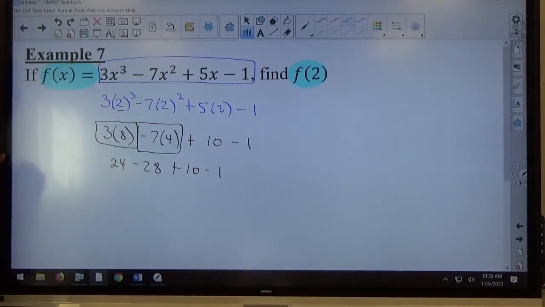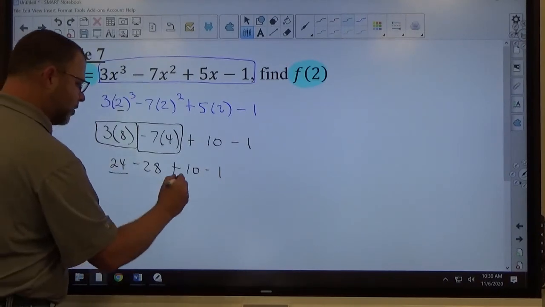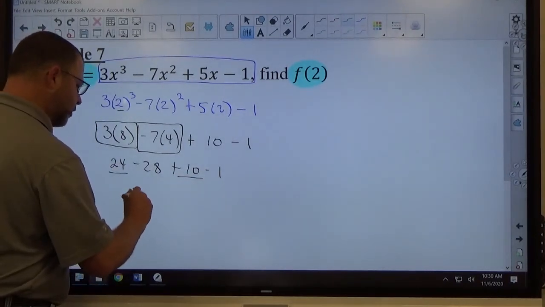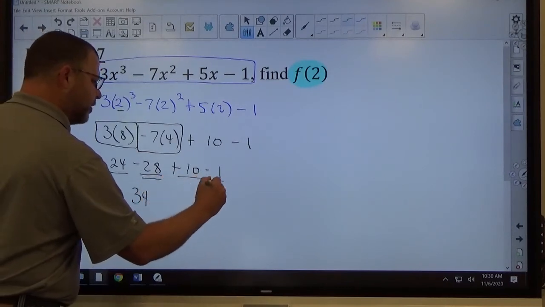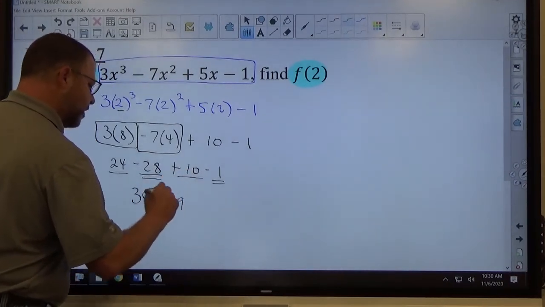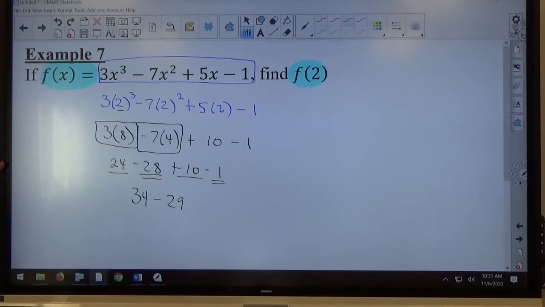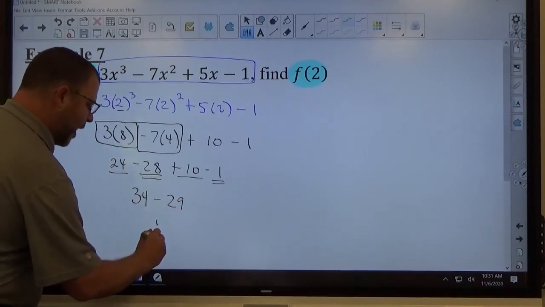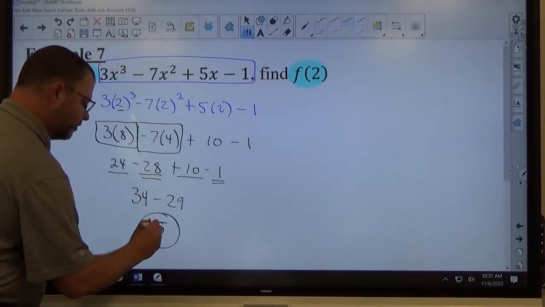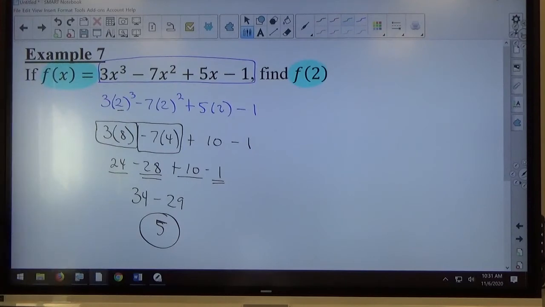All right? And then at this point, we've got multiple numbers, adding, subtracting, all that's left. If I add the positives, 24 plus 10 is positive 34. Add the negatives, negative 28, negative 1 is negative 29. When I get multiple numbers, that's how I do it. I add up all the positives to get a positive result, add up all the negatives to get a negative result, and then at this point I've got different signs, so I subtract. 34 is bigger, so it's positive 5. All right, so functional notation, functional value, that's all it means to do. F of a number means change x to that number and then follow the order of operations.